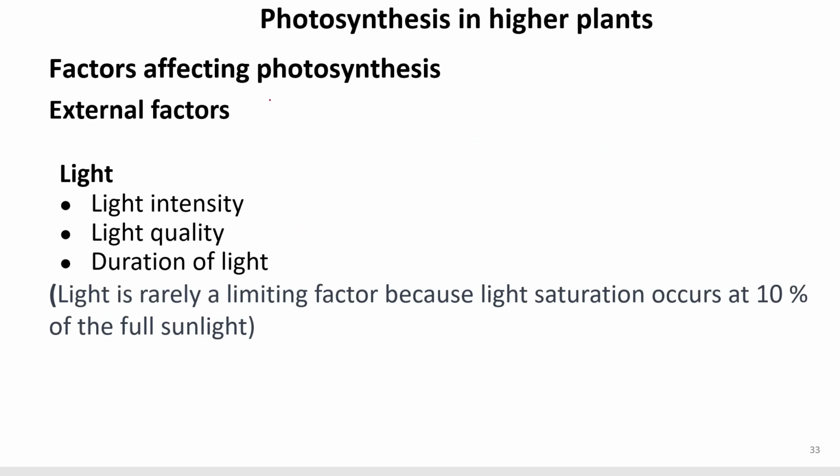Now let's talk about the external factors. First is light. If we talk about light, there are three parameters. First is the light intensity, second is light quality, and third is the duration of the light. Light is usually a limiting factor. Why? Because light saturation occurs at 10% of the full sunlight.